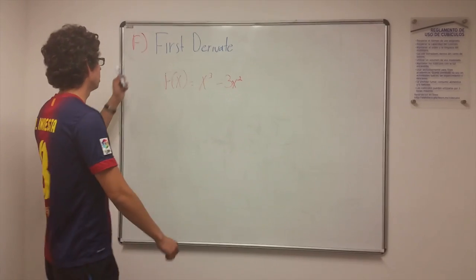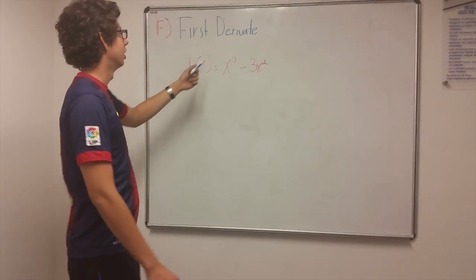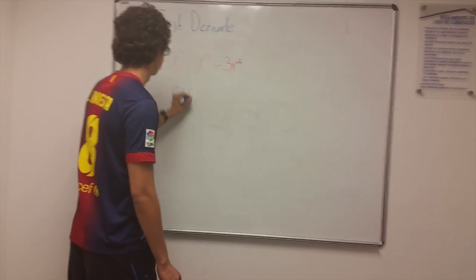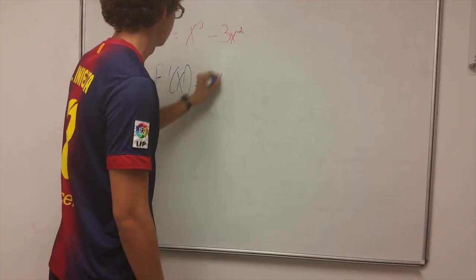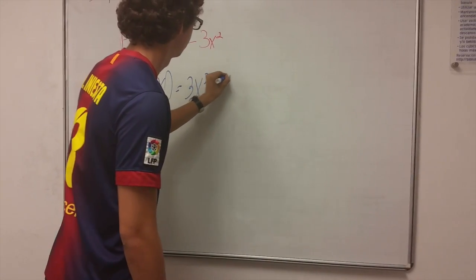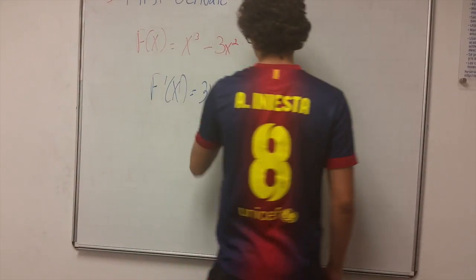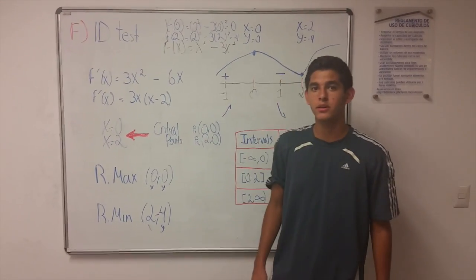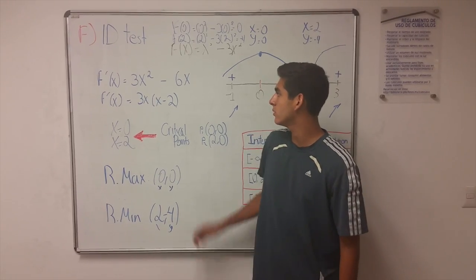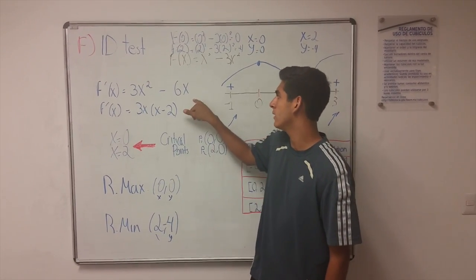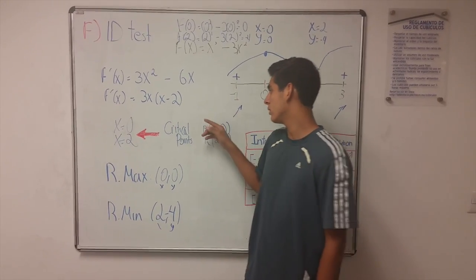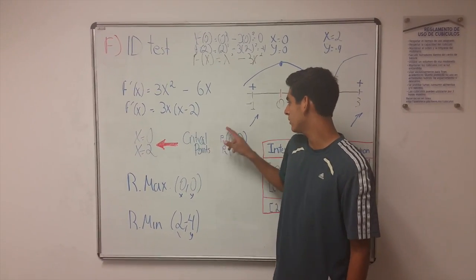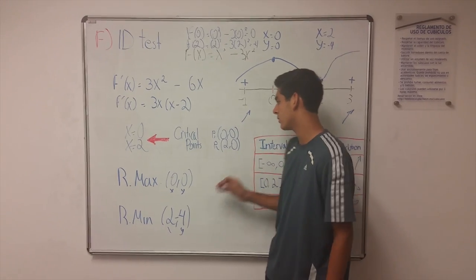In point F, we have to get the first derivative of our function. So we have to do this. This is our first derivative. They asked us to do the increasing/decreasing test, and to do this we need to use the first derivative and the values of x. We can see that the values of x are 0 and 2, and that gives us the critical points at these coordinates, (0, 0) and (2, 0).